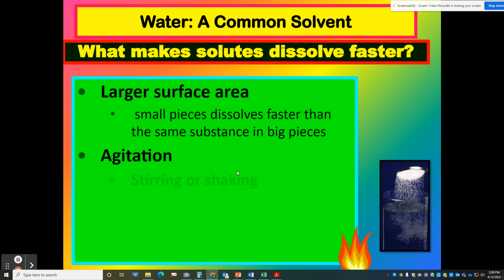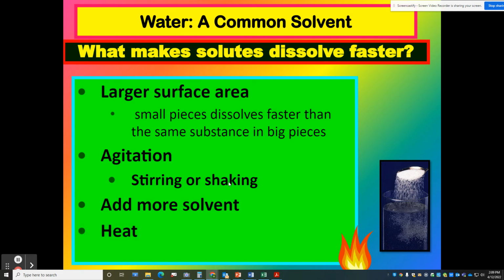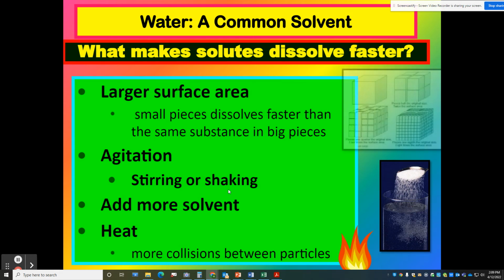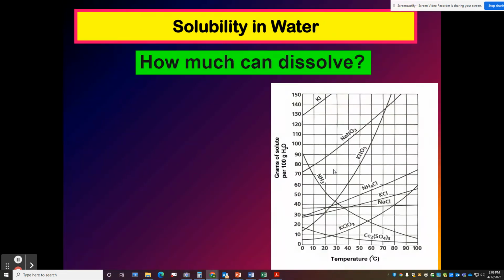Agitation, which is another way of saying stirring or shaking, is one way to make things dissolve faster. Adding more solvent, heating something more. Remember, when things heat more, it helps increase the solubility. And now this is of a liquid. If you cool down a gas, it actually increases solubility. Okay. So here's your example about surface area.